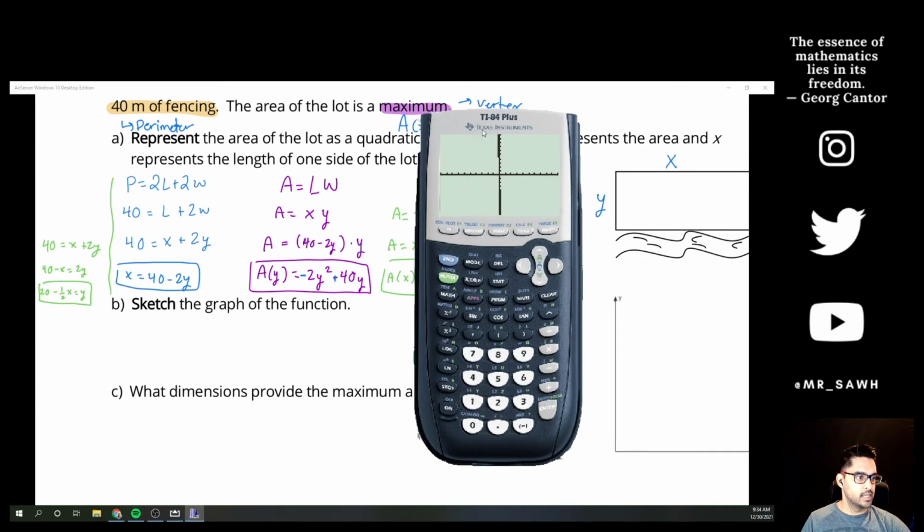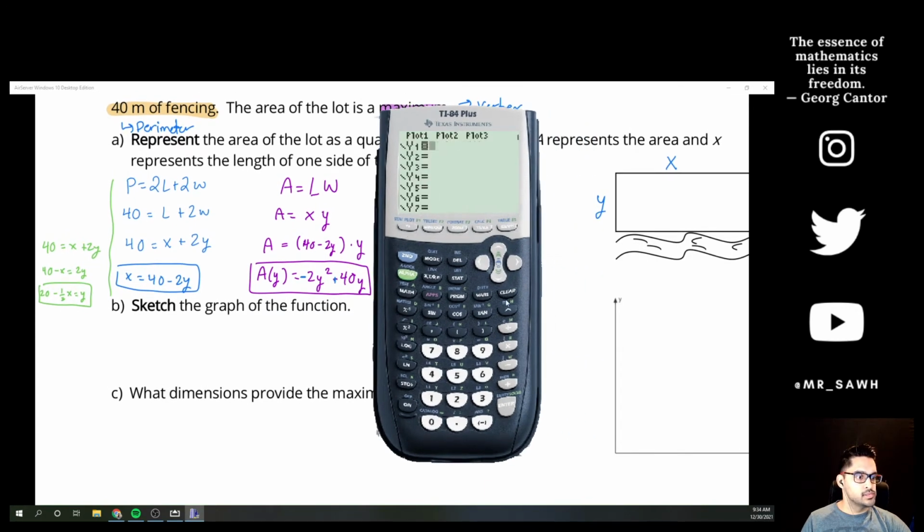Okay, sorry about that. Let's try this again. So negative 2, and I'm going to hit x, but remember that it's actually y. So plus my 40x again, graph. And I'm still not going to see anything, but now the line goes the way it's supposed to. Because I know if this is a maximum, it should open downwards, so my vertex should be at the top.